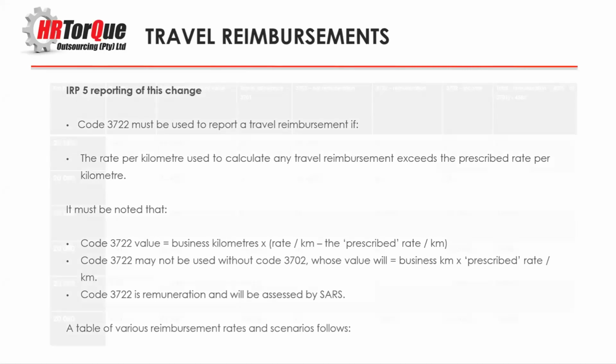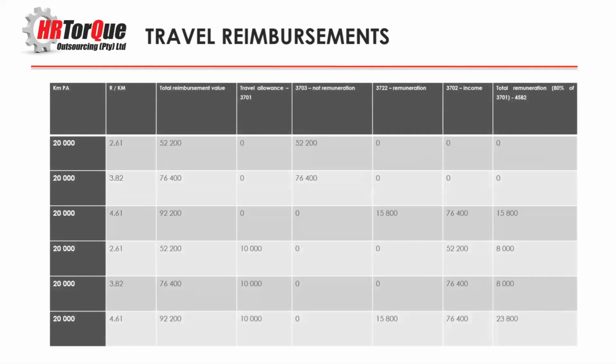Now, what I've done is I've done a table. I'm going to shoot through it quickly, but you can have a look at this in your own time. In all the cases, the employee's done 20,000 kilometers per annum for business. The second column has the reimbursement rate, and the third column has the total reimbursement value.